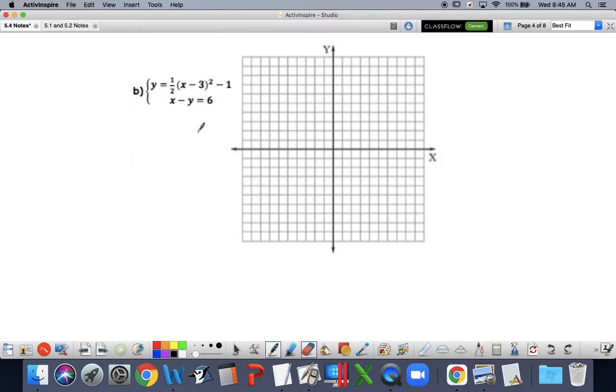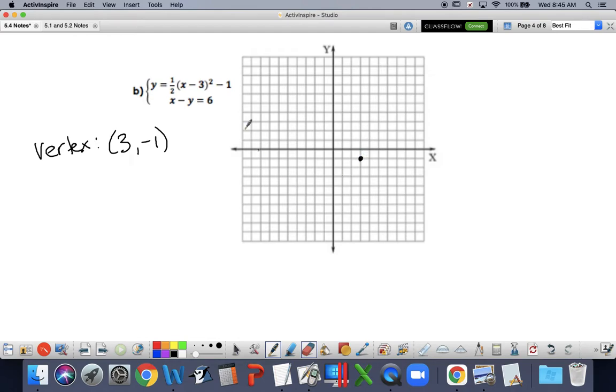All right, let's take a look at it though. The first thing I have here is a quadratic and it's in vertex form. So vertex form tells me it's going to open up. It's a positive out front. My vertex is going to be at the point (3, -1). So let's go ahead and plot that.